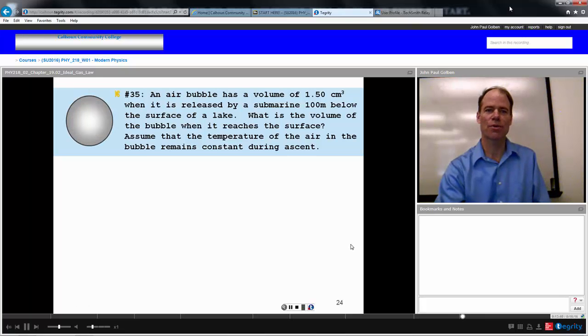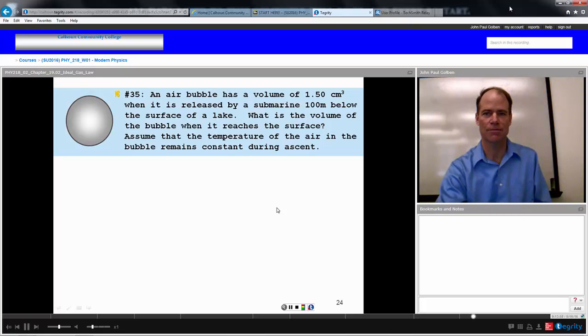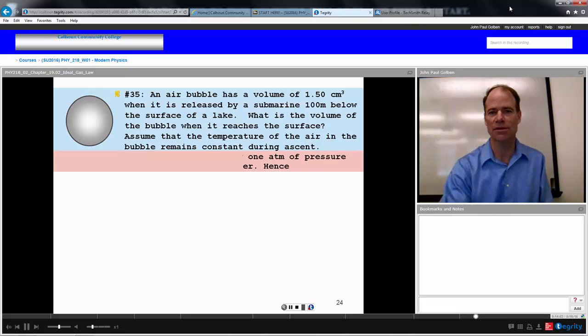Let's try one more problem. An air bubble has a volume of 1.5 cubic centimeters when it is released by a submarine 100 meters below the surface of a lake. What is the volume of the bubble when it reaches the surface? Assume that the temperature of the air in the bubble remains constant during this ascent. So you're not going to change the number of molecules inside the bubble.